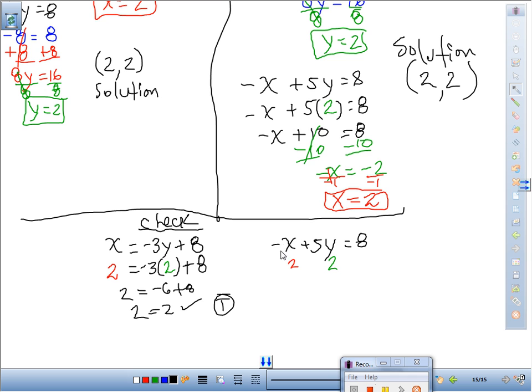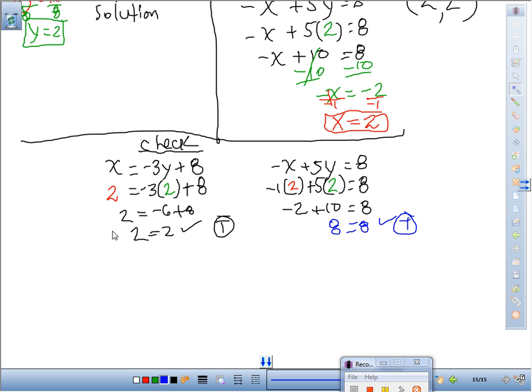Let me look at this one. What is the coefficient here? Negative 1, multiplied by 2, plus 5 times 2 equals 8. Negative 1 times 2 is negative 2, and 5 times 2 is 10. So negative 2 plus 10, what do we get? 8 equals 8. And that is true.